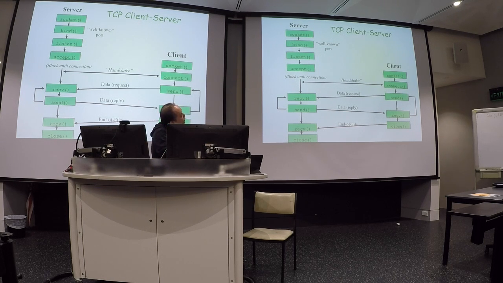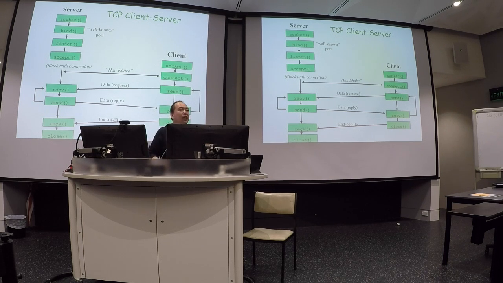And for the client side, you can see similar things happening. First of all, we need to create a socket, and after that, I need to use the connect function to try to connect to the server. So to call the connect function, of course, you have to provide the address of the server. If this connection is successful, then again, you can use the send function and the receive function to talk to the server.